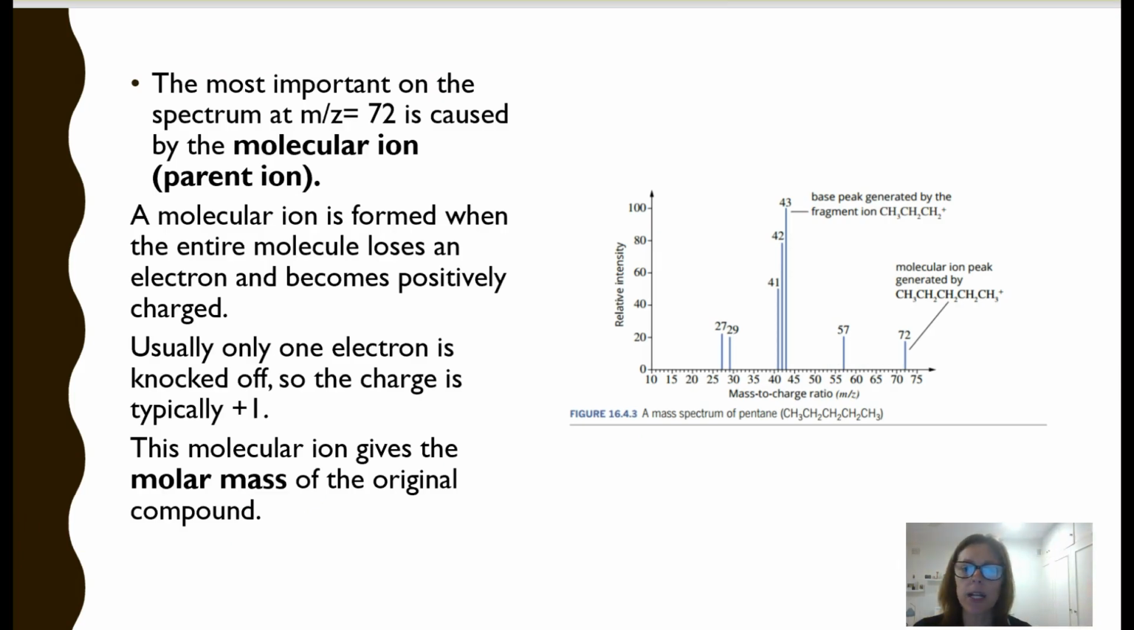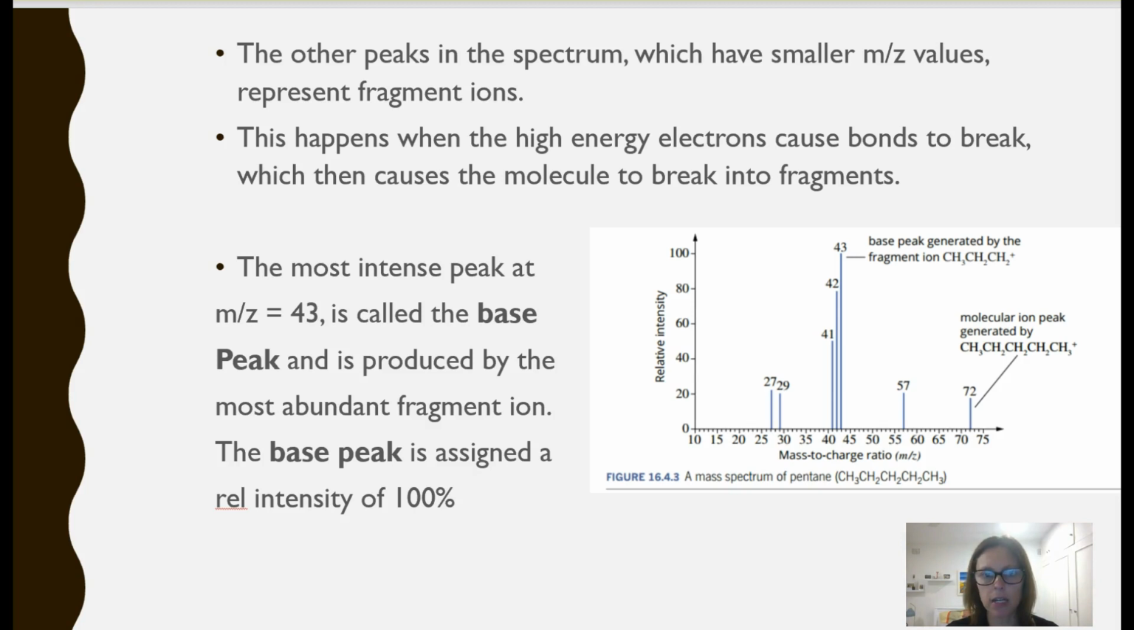So as I've said already, 72 is our molecular ion, sometimes known as parent ion. It's important to know both, just in case different people use different things. As I said before, it gives the mass. So let's look here again at the other peaks. We've talked about the base peak that is there. It's the most abundant. It's assigned a relative intensity of 100.